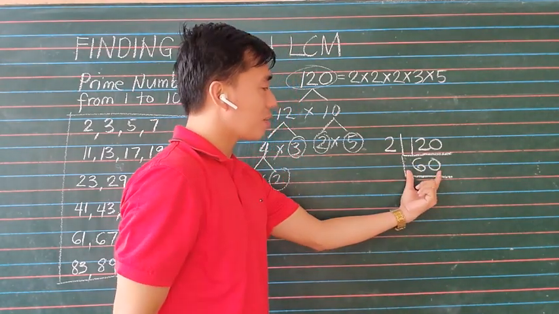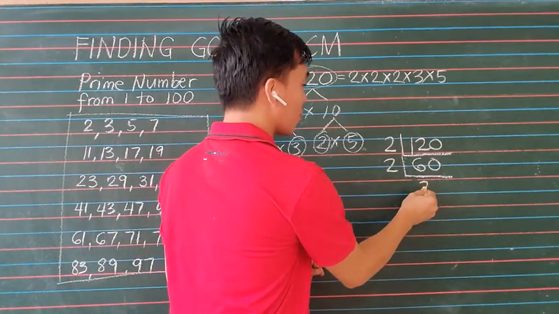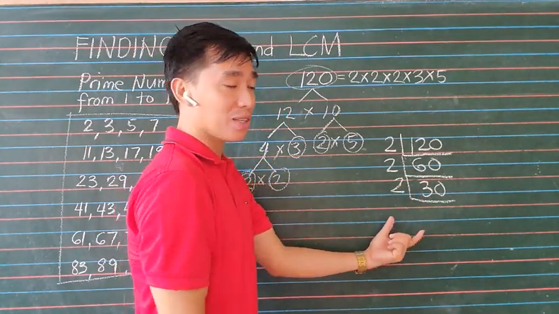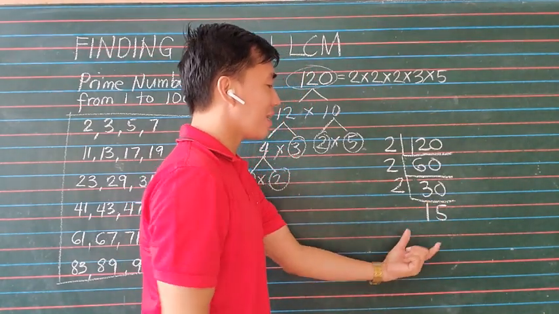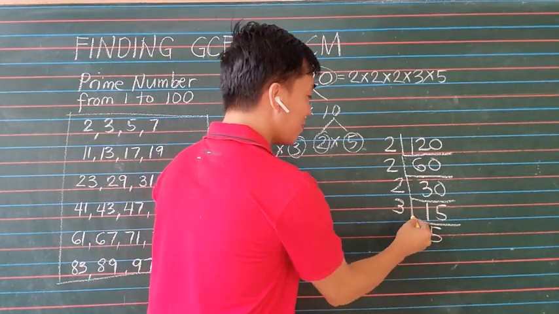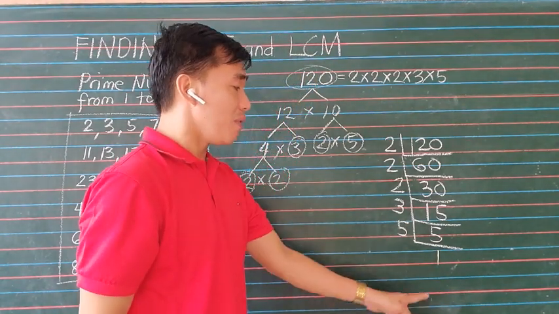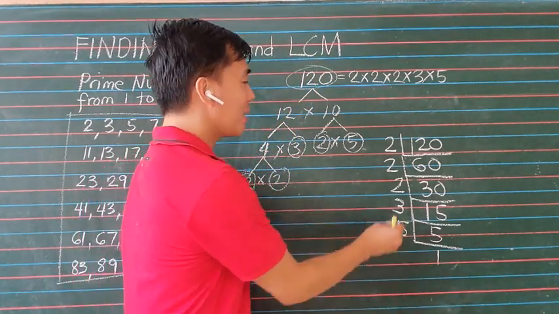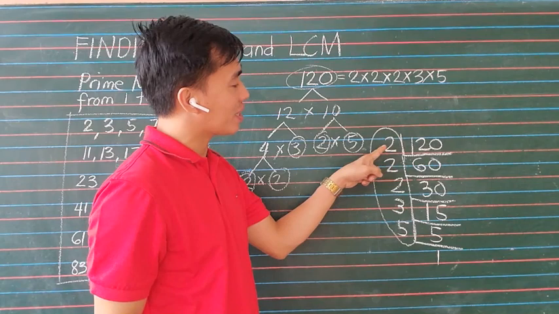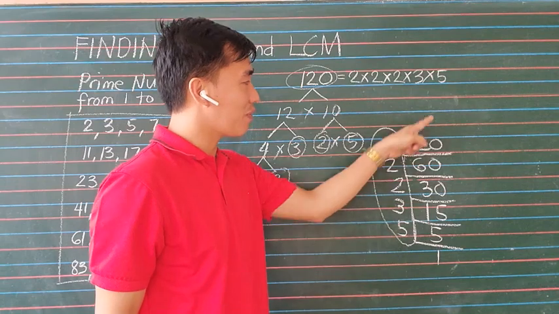Still, 60 could be divided equally by 2, which is a prime number. So, that is equal to 30. Now, 30 could still be divided by 2, so the answer is 15. 15 this time is divisible by 3, so the answer is 5. And 5 could be divided by 5, which is a prime number, so the answer is 1. If you already reach 1, here's your prime factorization. So the prime factorization of 120 is 2 times 2 times 2 times 3 times 5.